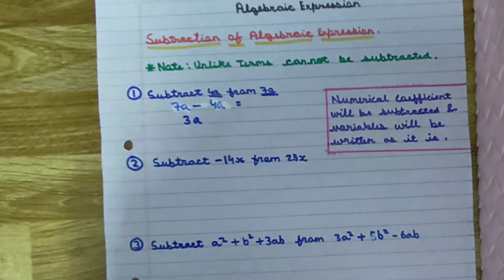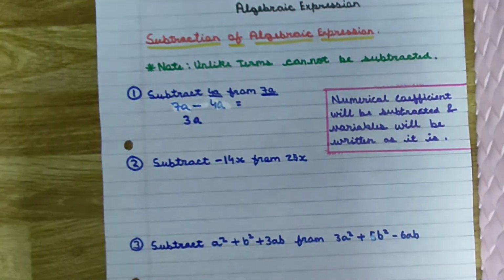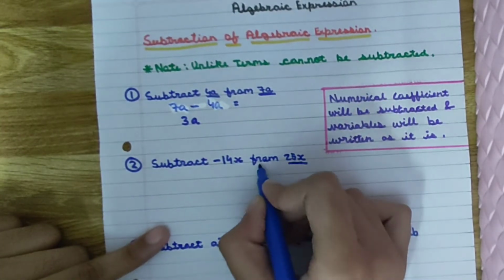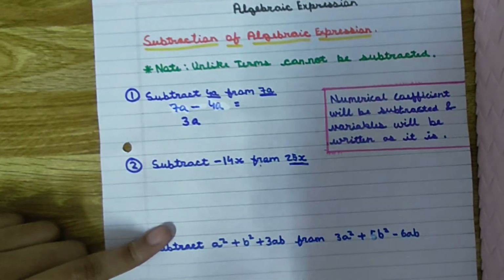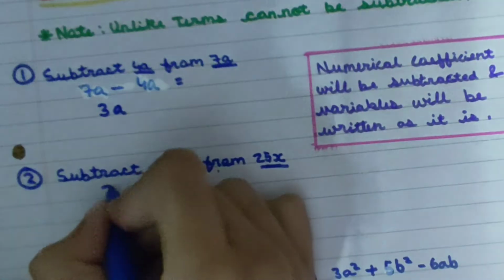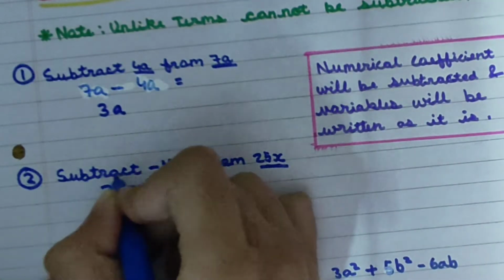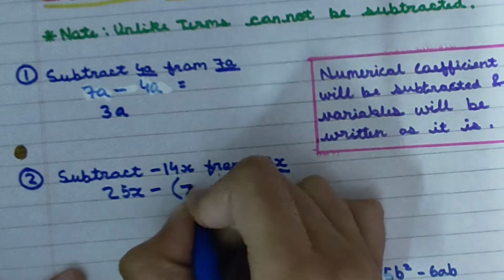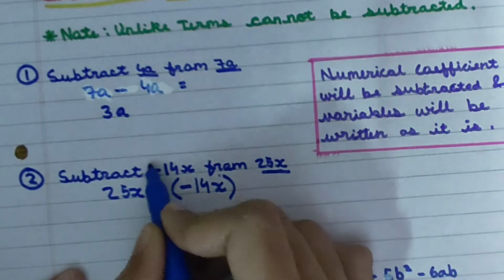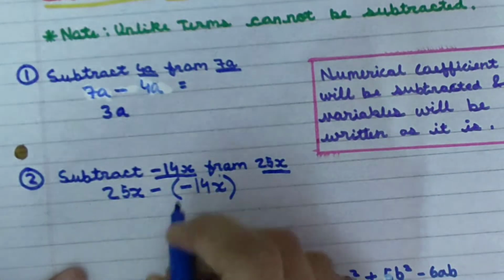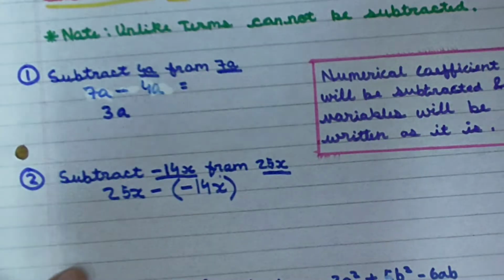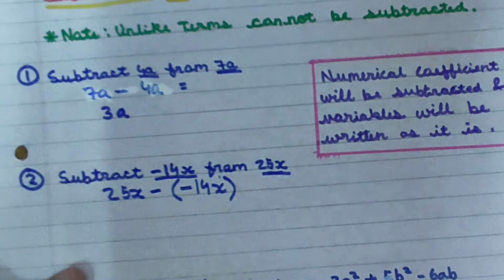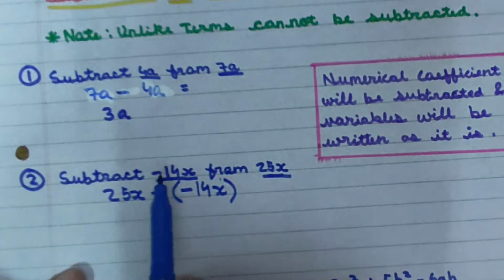So here we have: subtract minus 14x from 25x. Always the second term will be written first, as this is a 'from' question. So we will write 25x first, and then we will put a subtraction sign because it says subtract, and then minus 14x. This minus 14x is a number, so you cannot skip this minus sign here. We have to write minus because it's a subtraction question, and again minus because this term has a minus sign.